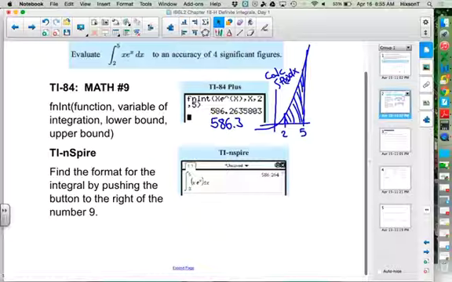For the Nspire, however, this button right here next to the number 9, it's like a template button. And you'll see one in there that has the integral, and you can then just type it into the boxes.